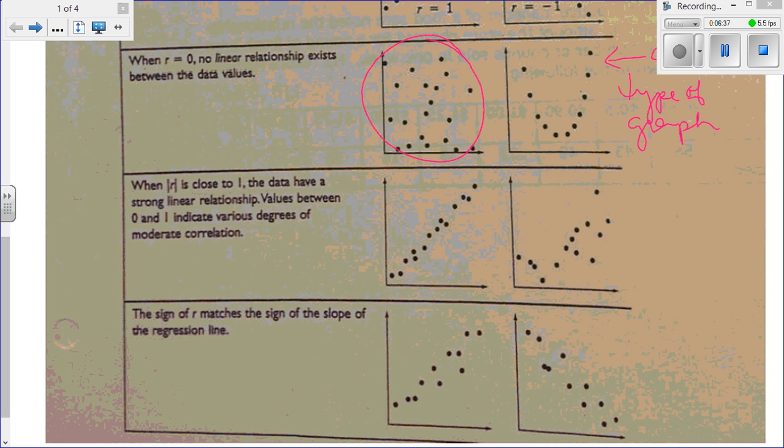The absolute value of r is close to 1. The data have a strong linear relationship. Values between 0 and 1 indicate various degrees of moderate correlation. The sign of r matches the sign of the slope of the regression line. So if r is positive, your data is going to have a positive slope. If r is negative, your data is going to have a negative slope.